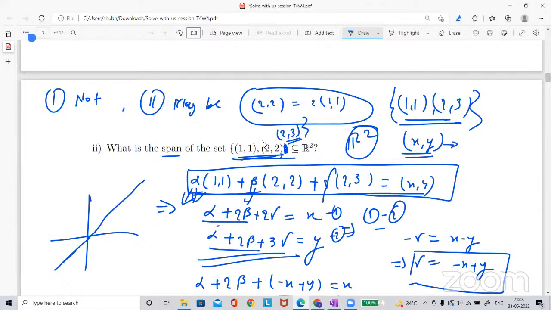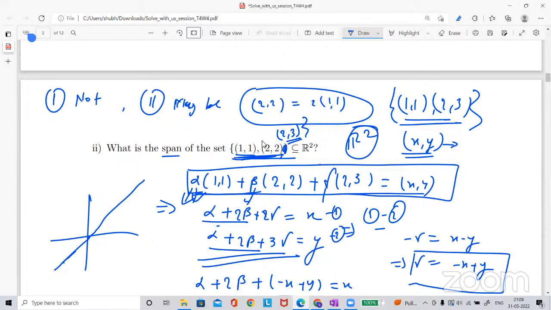Hello, sir. In the question (1,1) and (2,2), that forms the span of R2. You have said that it is not the span of R2. See, (1,1) and (2,2) only, not the span of R2. If you form this set, this is not the span of R2. But I'm saying include this one also, this (2,3). In that case, it spans R2.